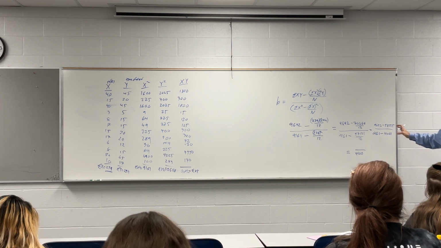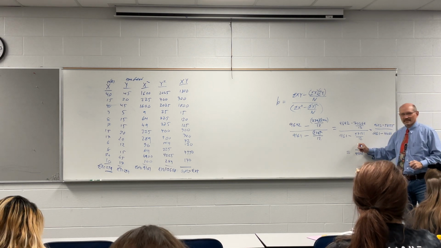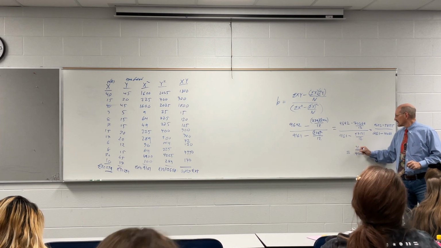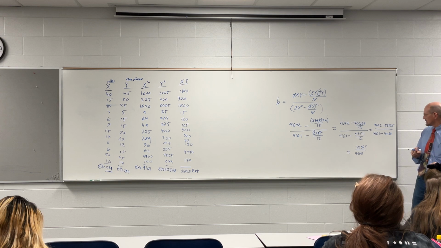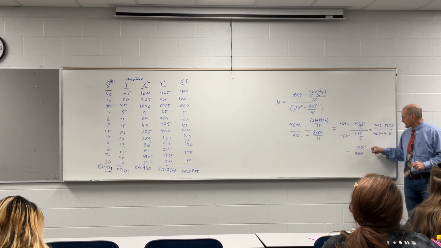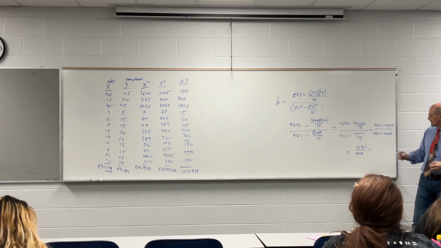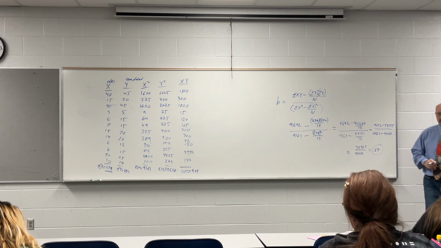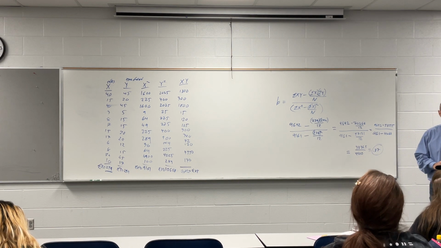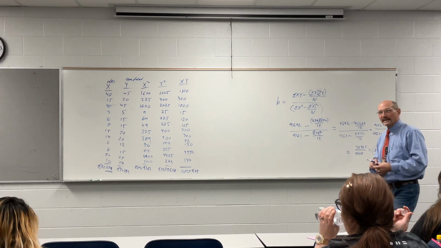So what's the numerator? 3836.5. 3836.5. Okay. And if you divide those, it's 0.87. So you get a .87.